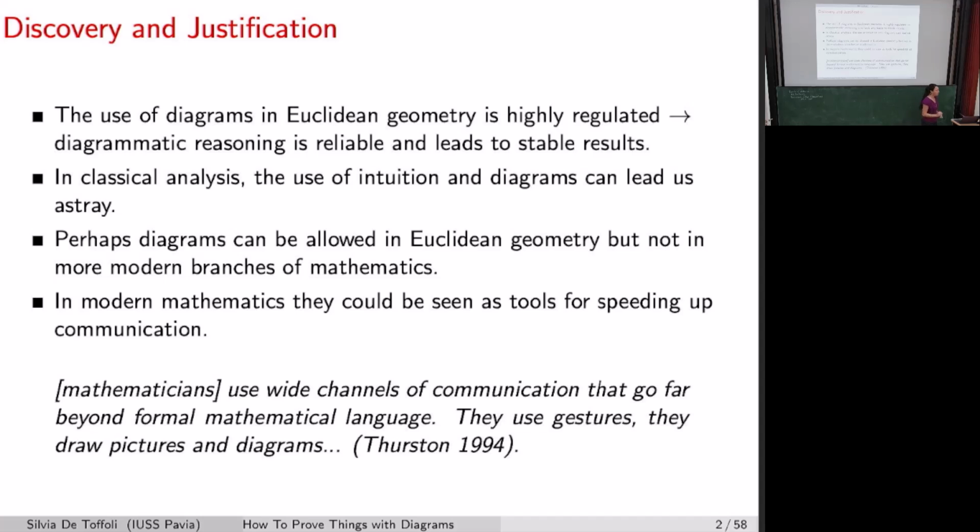That's very controversial. There has been a lot of work in the history of mathematics also focusing on diagrams in geometry. A lot of works have established that the use of diagrams in Euclidean geometry, for instance, is highly regulated. Ken Manders did that, and then there is a very influential work by Jeremy Avigad and John Mumma. They also created a formal diagrammatic system for Euclidean geometry. And so it seems that diagrammatic reasoning is reliable and leads to stable results there.